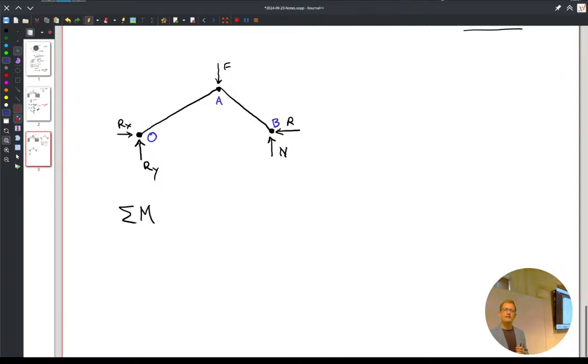Depends what point you choose. Okay. So if you choose to calculate moment from point O, then for force F at A, you need the perpendicular distance from it. Okay, something like this, right?